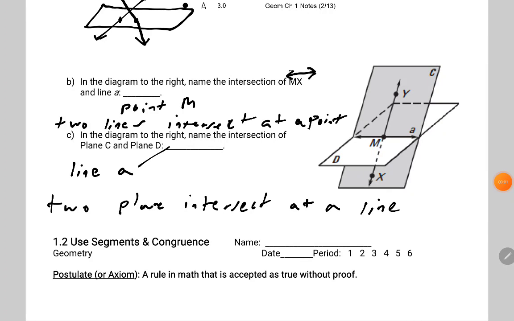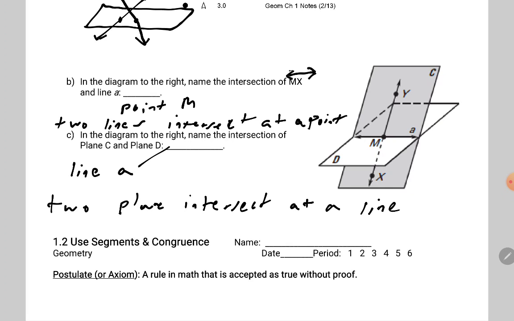Alright, this is Scholar Chef doing some math. Today we're going to be looking at segments and congruence. My page is a little bit cut off here, that's why it's at the bottom. 1.2, using segments and congruence.